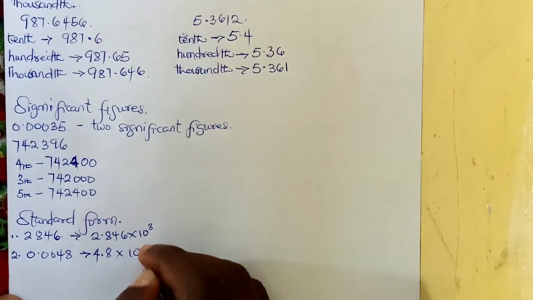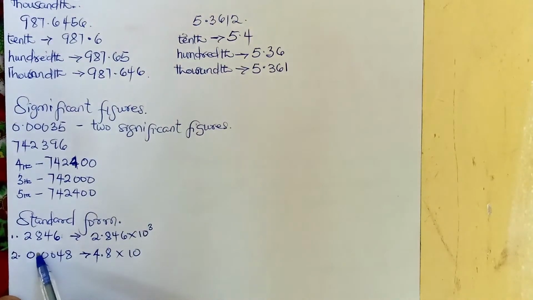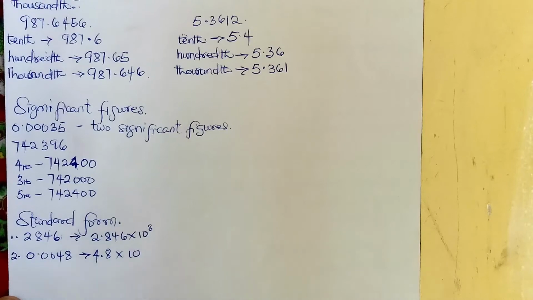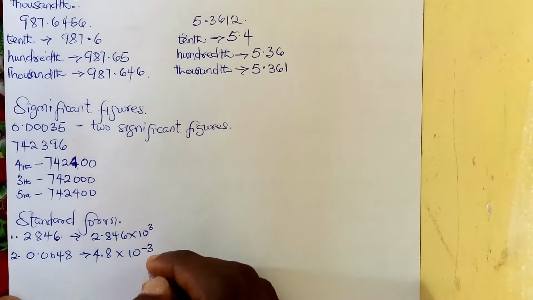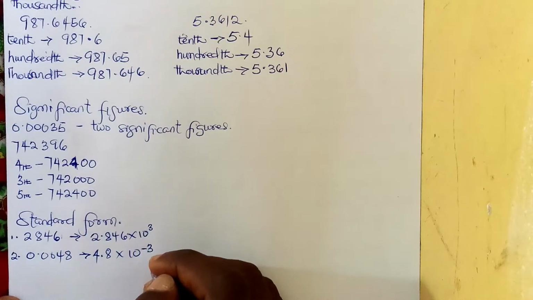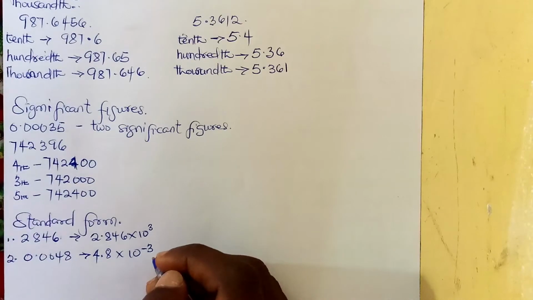I said the 10 is constant. And since now it's moving to the right, it becomes negative. Since I told you when it moves to the left, it's positive, it's vice versa. Therefore, when it moves to the right, it's negative. So we have negative 3. That's how to change numbers into their standard form.